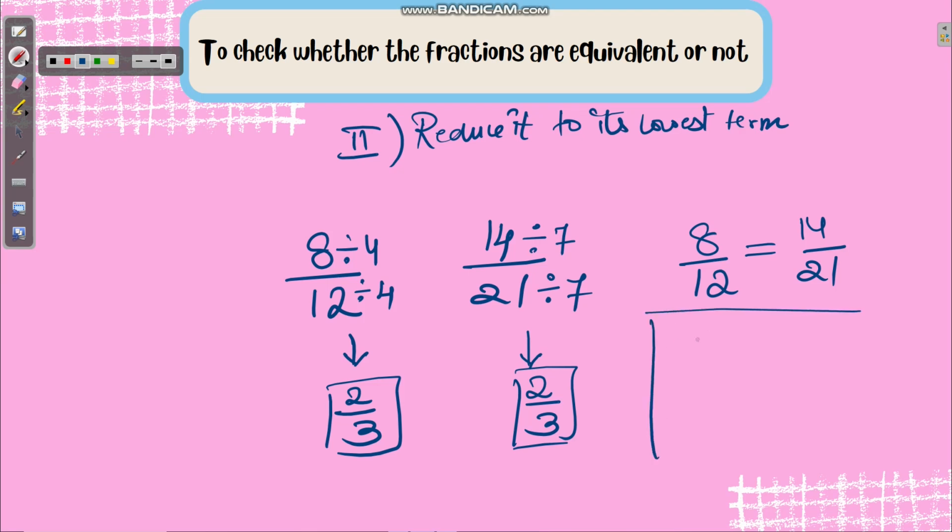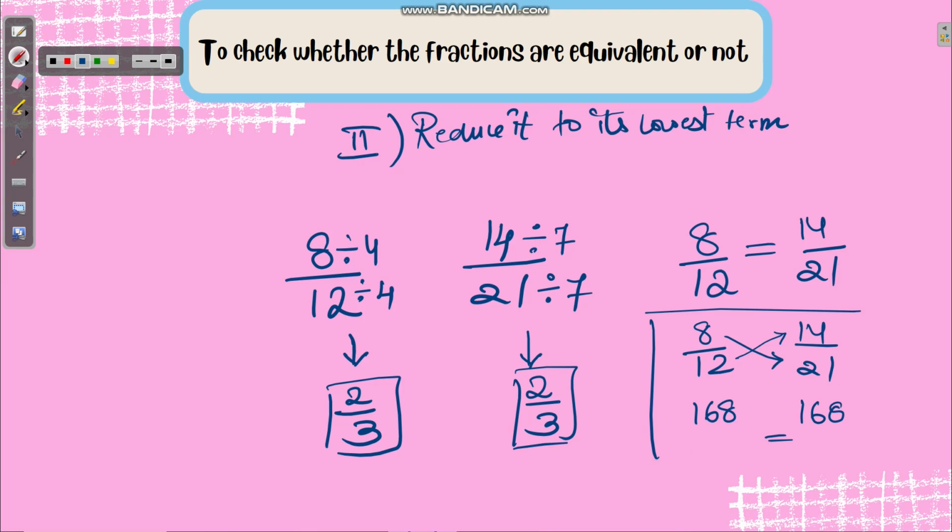So let's do that. So it is 8 upon 12, 14 upon 21. So the cross multiplication method is 8 into 21. So you will get 168. Now if you multiply this, so see, 14 into 12 is 168. Let me check: 14 into 10 is 140, and 140 plus 28 is 168. So you will again get 168. That means they are equal, or they are equivalent.